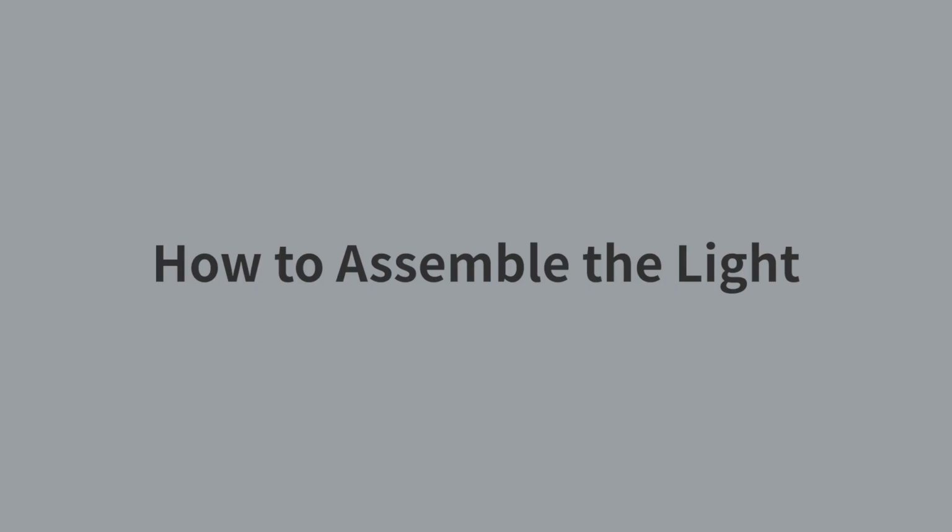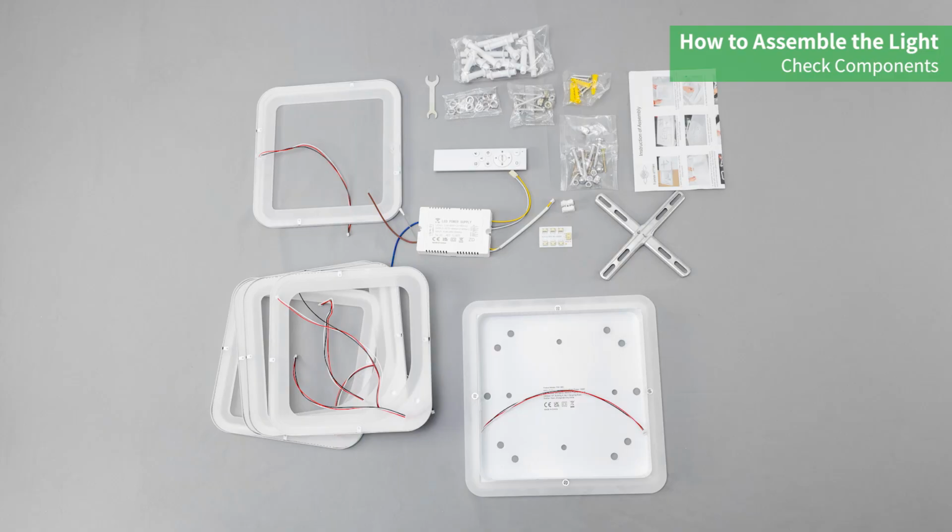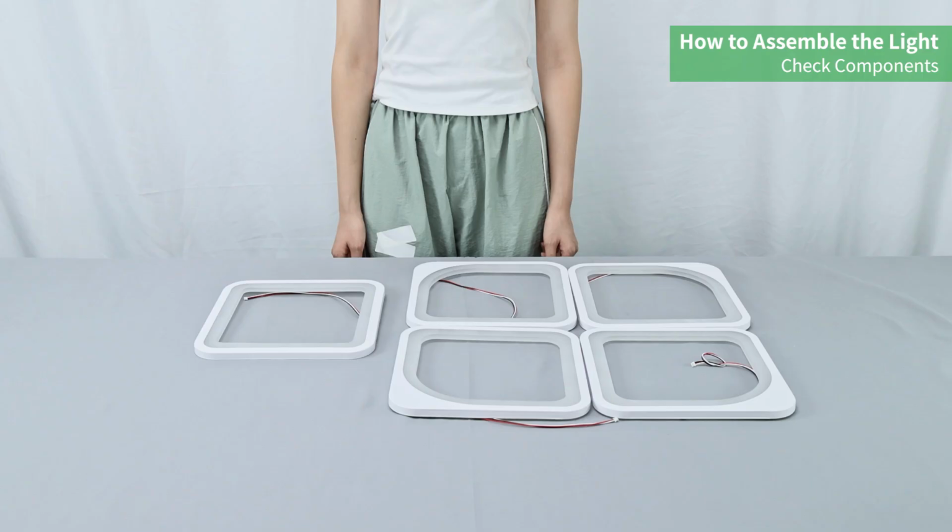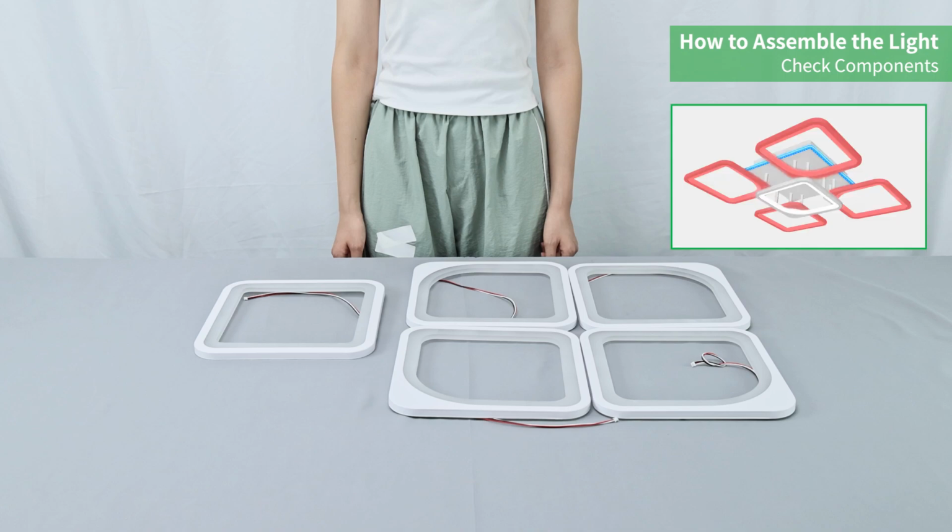How to assemble the light. Check components. These are all the standard components and accessories included in the package. This model consists of 5 square components. 4 identical square light components are installed around the perimeter. The remaining square light component is installed in the center.